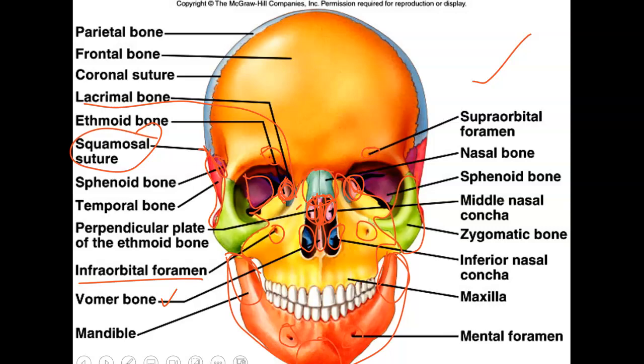Next, you'll have what we call the teeth, which are going to be structures that stick out. You're going to call them the alveolar processes.